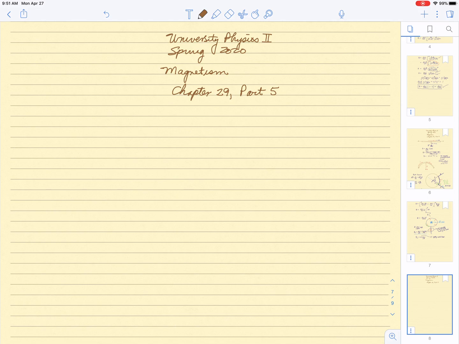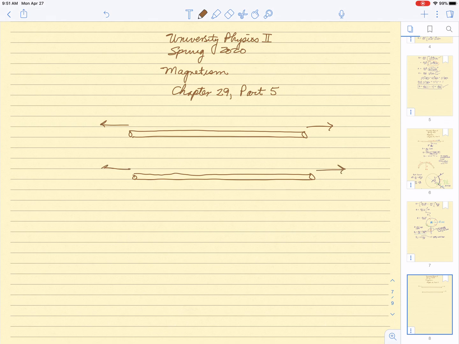Let's imagine we have two wires. One wire there, another wire here, and these wires extend pretty far in both directions. And we're going to say that each of these wires has a current going through it. So we're going to call this I1, and we're going to call this one I2.